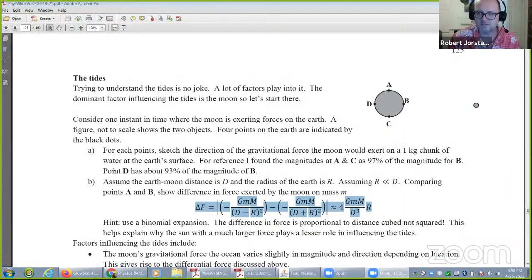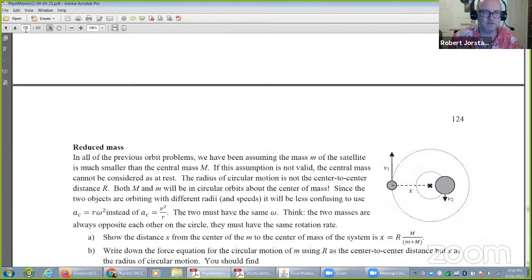Okay. Whoa, we don't want to start there. What page did I say? 117, I think. Yes. All right.